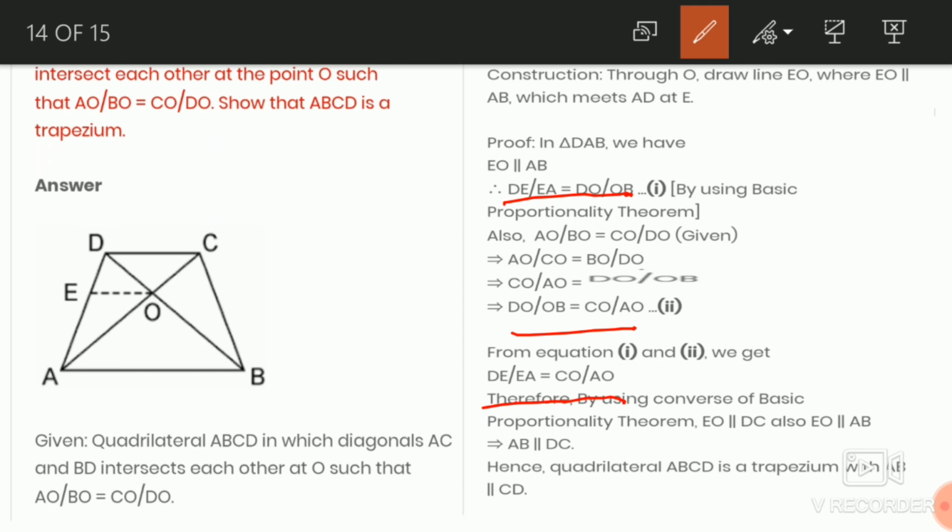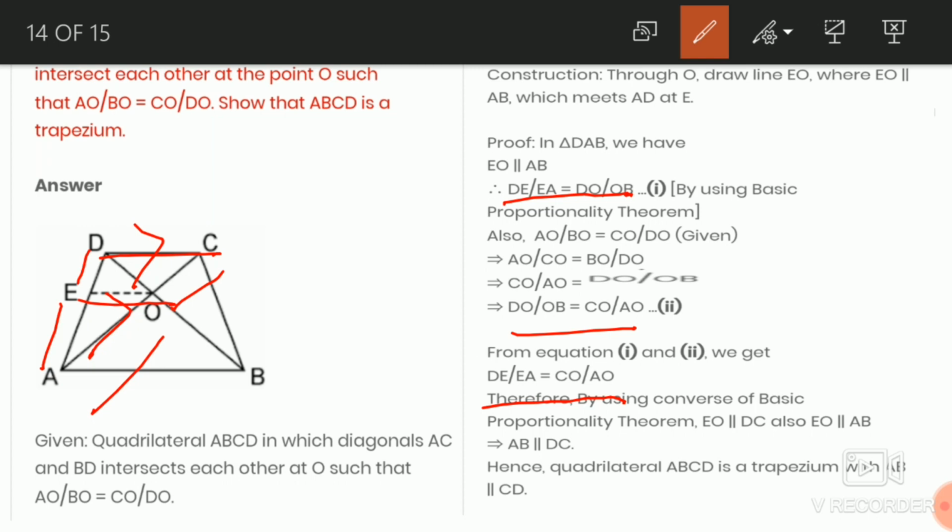Okay. Now, if DE by EA equals CO by AO, that means the line EO is breaking AD and CA into equal proportions. Therefore, we can say EO will be parallel to DC. These two will be parallel to each other by the converse of the basic proportionality theorem. We have to keep in mind the result of it. Then only we can solve this sum.